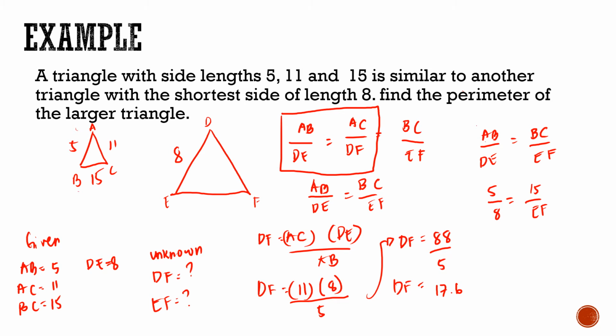So let's have cross multiplication. EF times 5, that is 5EF, is equal to 8 times 15. So 5EF is equal to 120. Since I only want to find my EF, I'll be dividing both sides by 5. So EF now is equal to 120 divided by 5, which is 24.